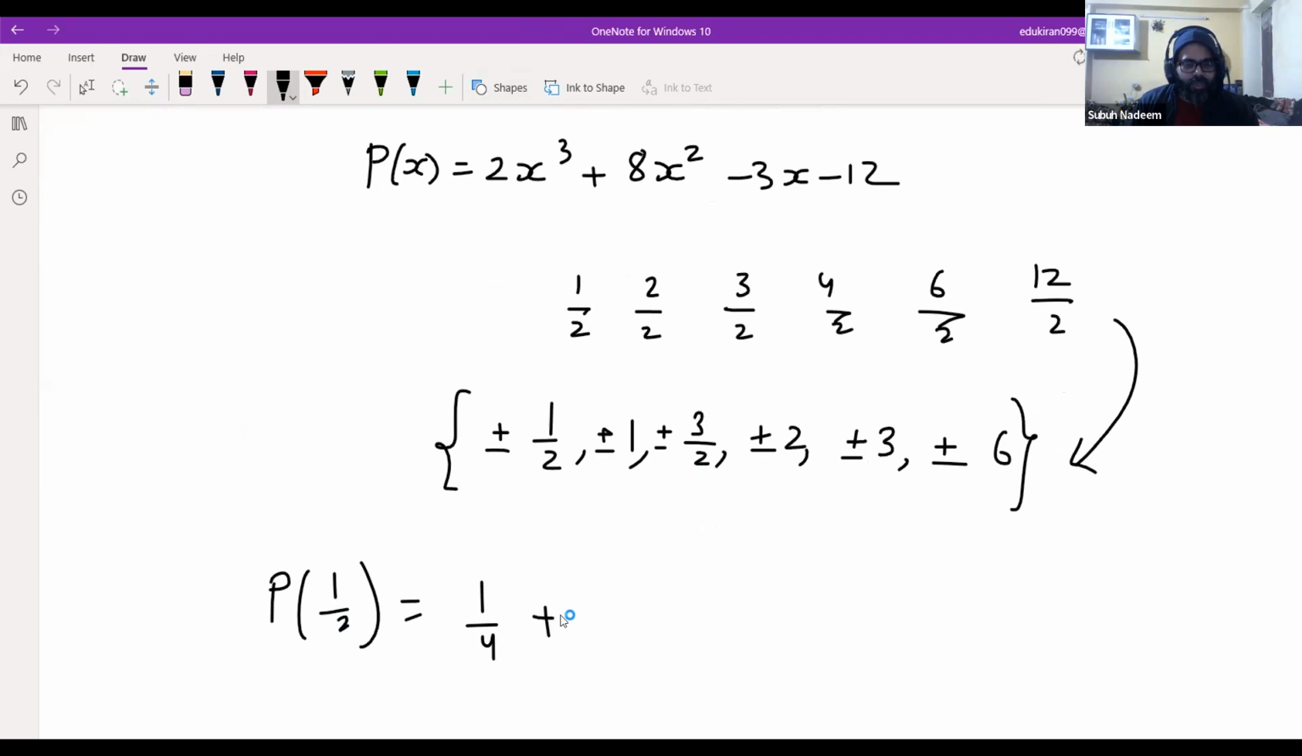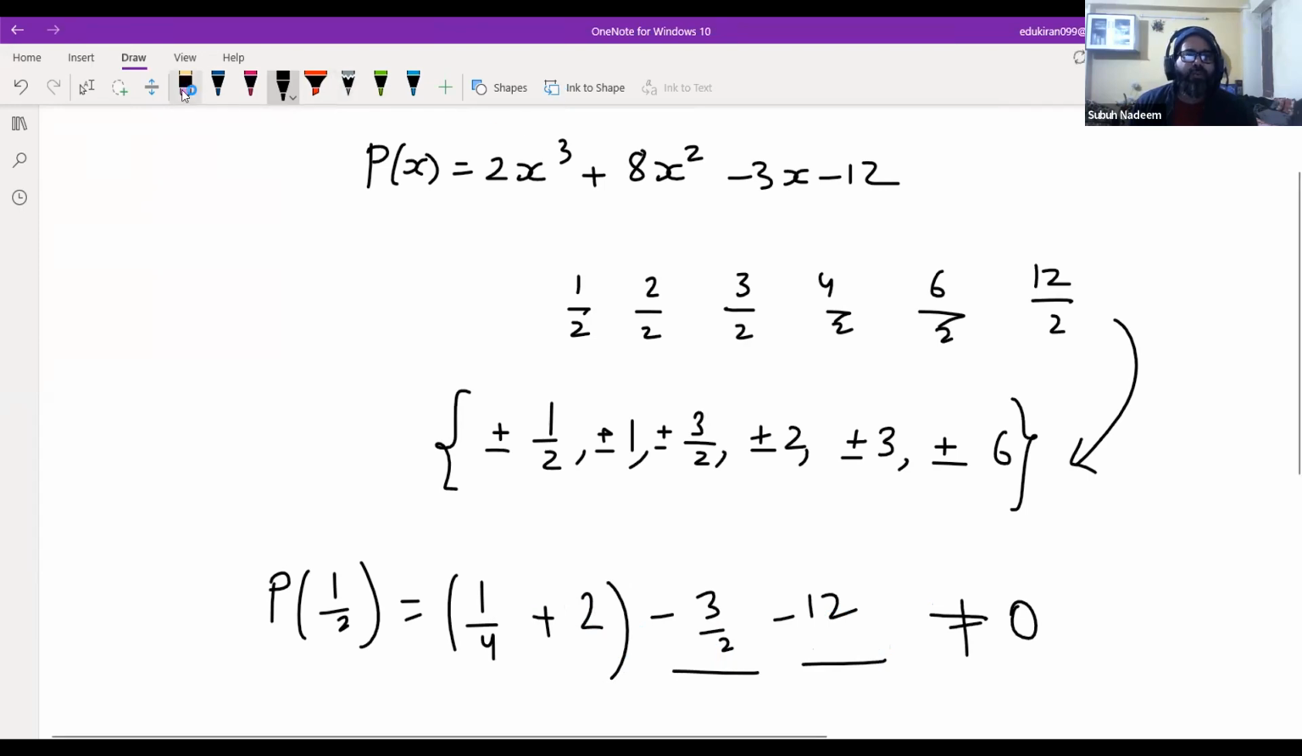Then it will become plus 8 by 4, that is 2, minus 3 by 2, minus 12. So you can clearly see, don't need to calculate. 2 plus 1 by 4 is a very small value, 2.25. And here the negative is minus 1.5, minus 12. Minus 12 is way too big, so it can never be equal to 0. If there is a close possibility, then calculate. If it is way too different, then no need to waste time in calculation. Just say that it is not equal to 0, as the plus part is very small and the minus part is very big.